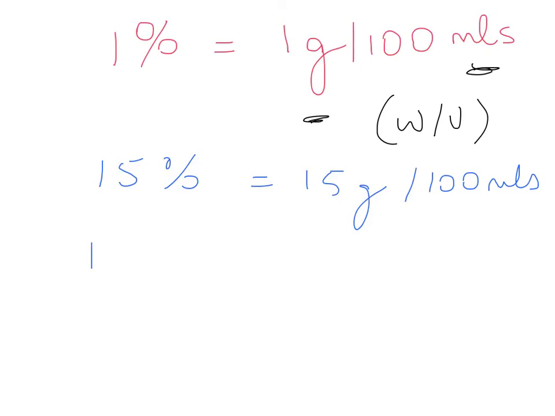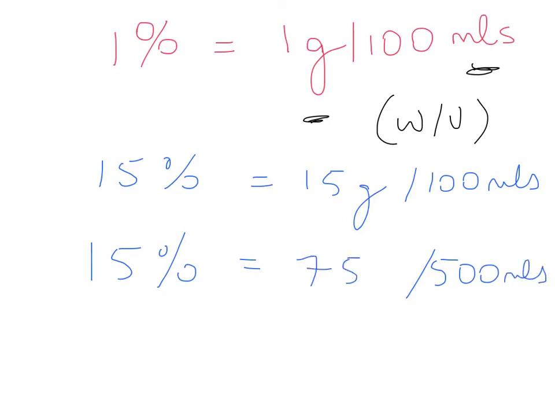So in this case, 15% would be equal to, well, this is per 100. The question says for 500, so we multiply it by 5, and we'll have it in 500 mils. And 5 times 15 is 75 grams. So the answer will be 75 grams of the sodium bicarbonate solution would be required. So that's fairly straightforward for that question, but please remember that starting equation. That can help you very much with regards to percentages.